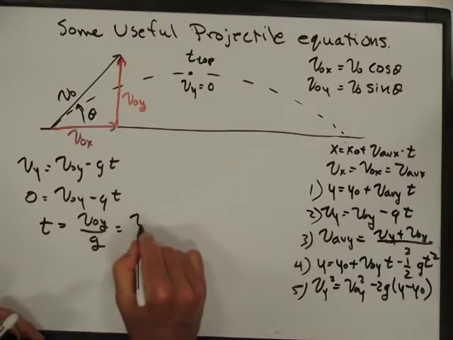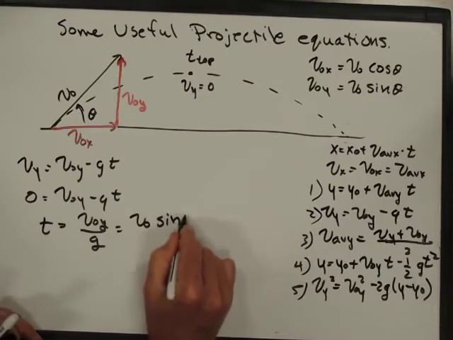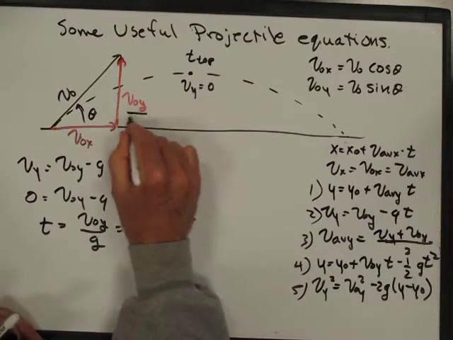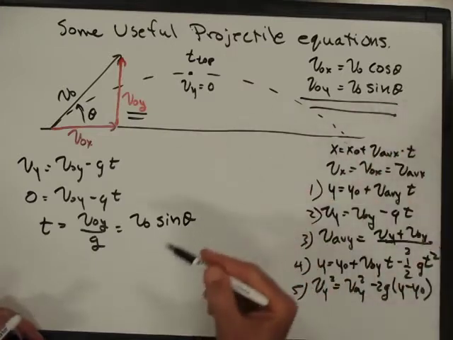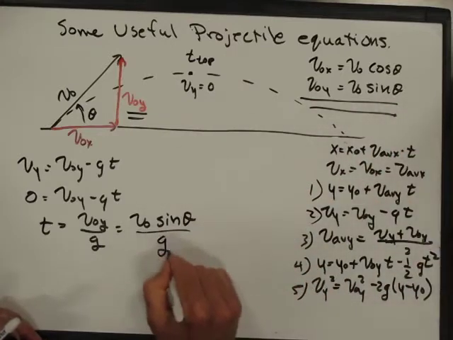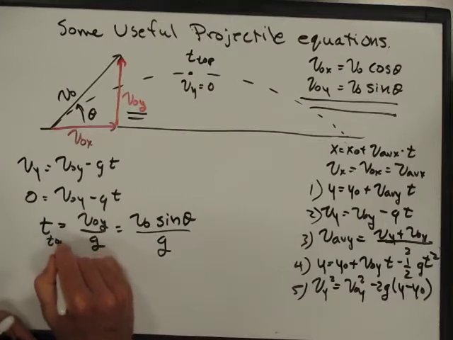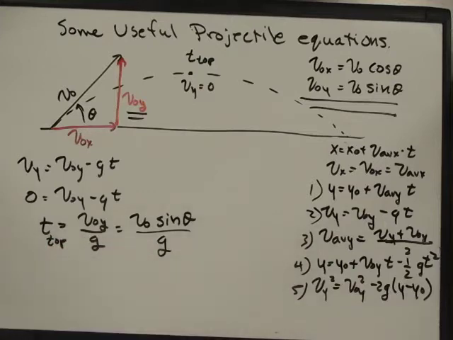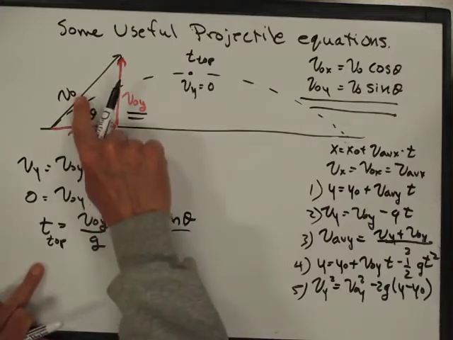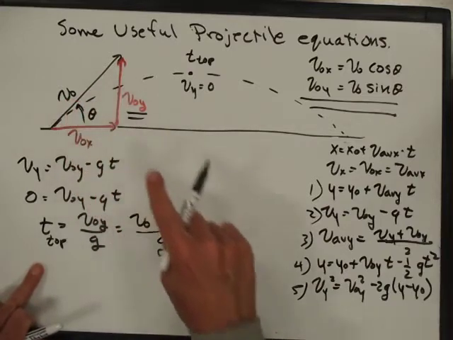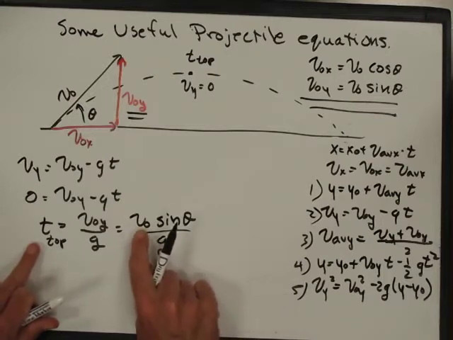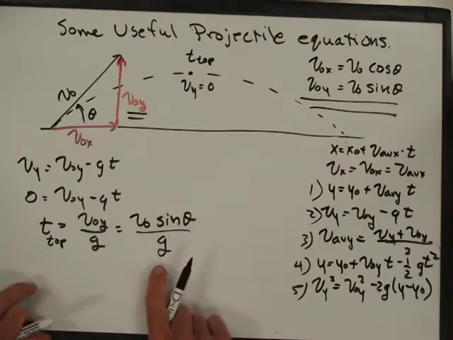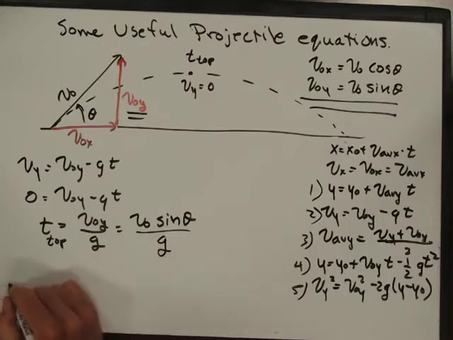And that's equal to v naught sine theta, because that's what vy is. Vy, if you look over here, is v naught sine theta over g. And so that's the time to the top. If somebody gives you the angle and the initial velocity, you can tell how long it takes to get to the top of its trajectory by just dividing v naught sine theta by g, right?